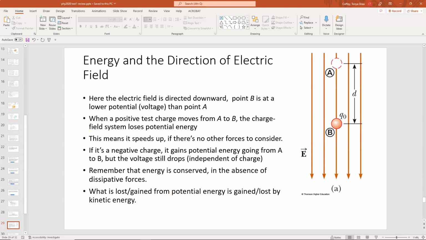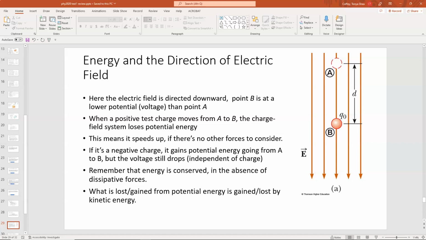Okay, so let's talk about this. Let's say that we have an electric field pointing downward, as is shown here on this sketch on the right. The electric field is downward, so point B is at a lower voltage than point A. Remember, higher voltages are upstream in electric fields.